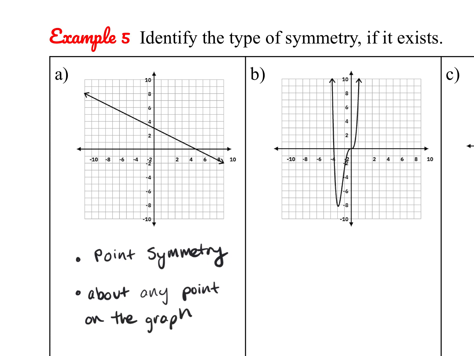Again, if I took this point right here and rotated it 180 degrees, it would land right here. We could take any point on the graph as the point of rotation and pick any point to the left or right and rotate it 180 degrees, and it should still fall on your line.